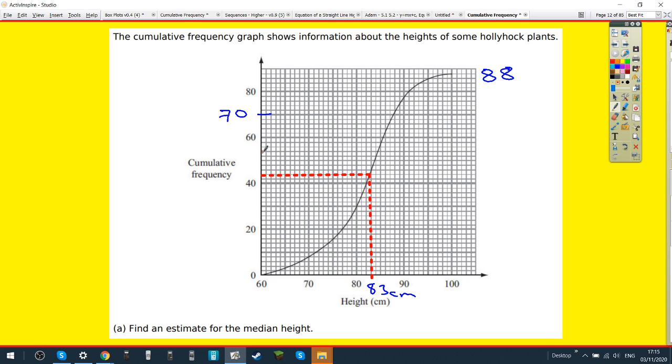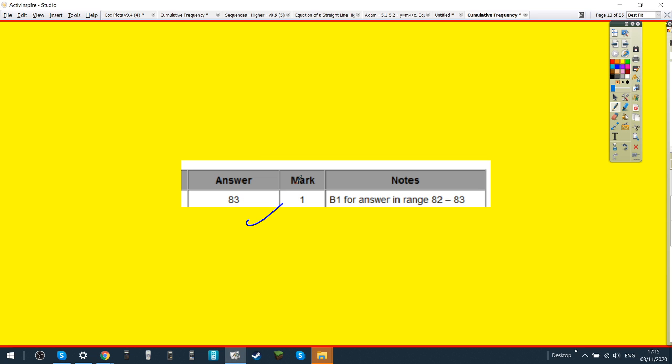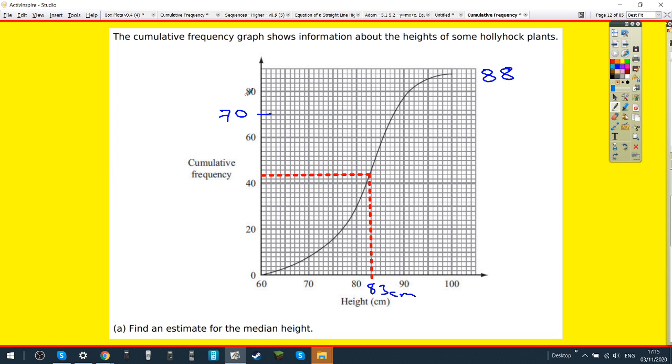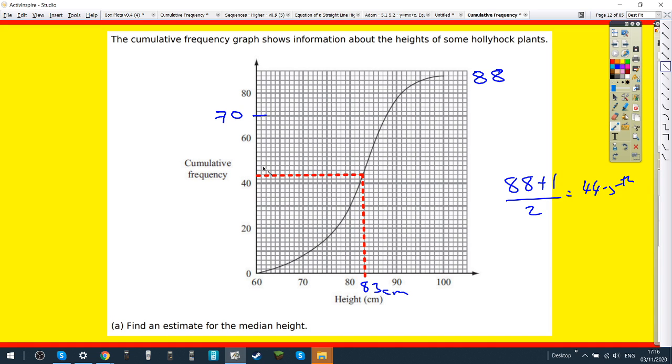The y is going up in 2's, but the x is going across in 1's. There's nothing wrong with that. 83. So this one, yeah, it wasn't 84, it was 88. You half it, go across, hit the line, go down. And you could also do like the median person would be technically halfway between 44 and 45, so it'd be like 45th person. The thing is, 0.5 would be not half a square, it would be a quarter of a square. And so because it's so close, we just use 44.